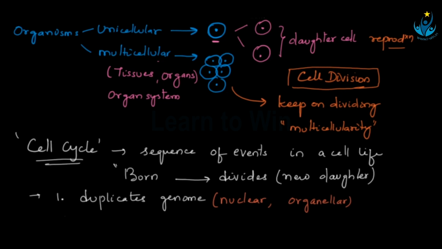The second thing that happens is that the cell duplicates its constituents. Duplicating its constituents means it duplicates its necessary cell organelles. And when these two events are done, then finally the third step is that it divides to form daughter cells. So before division, the two precursor events are these two. And all of these events together happen within a cell cycle.